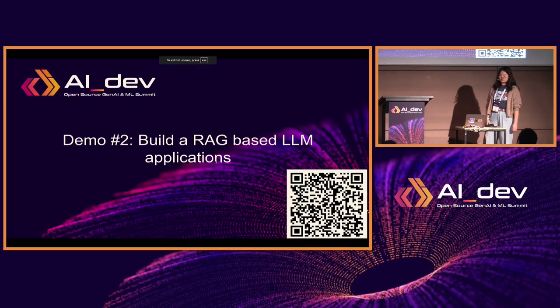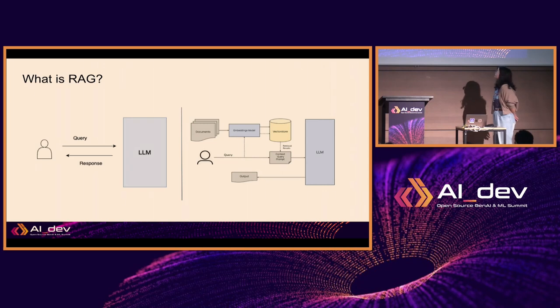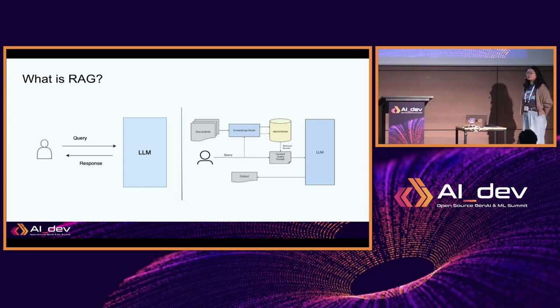The second demo is to build a RAG-based large language model application. So what is a RAG? There are two images. The left image is a general LLM workflow. You send a question to the large language model, and the large language model will answer your question directly with its own knowledge, just like what I showed before. But when it comes to a RAG application, it's much more complicated.